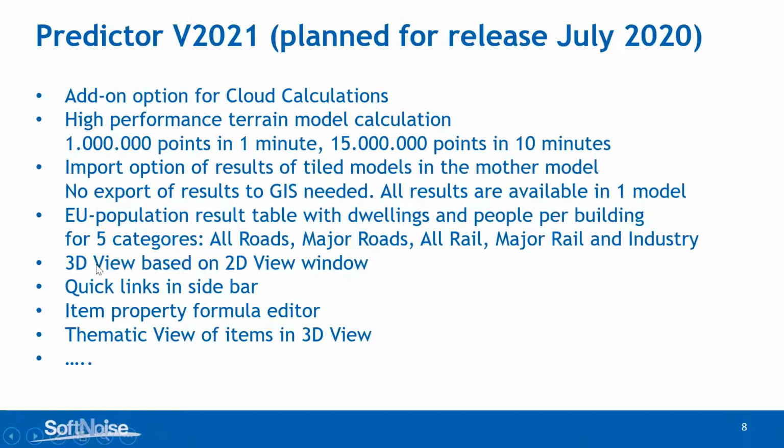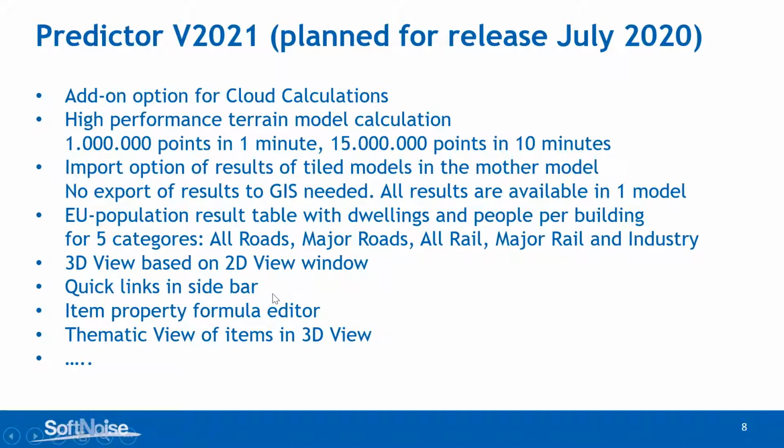Then a new option is to view the 3D based on a 2D view window. That's really nice because normally Predictor will create a 3D view for your complete model, but of course the larger the model becomes, the longer time you will need to create your 3D view. So now you can zoom in your model and then only view the 3D of that part of your model.